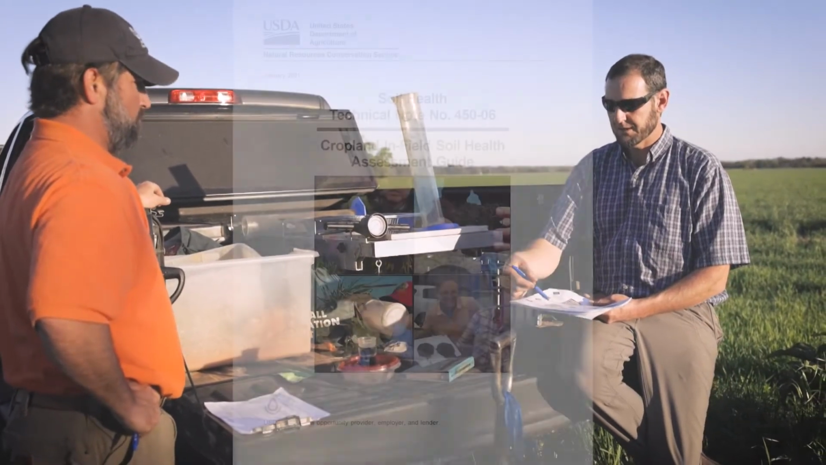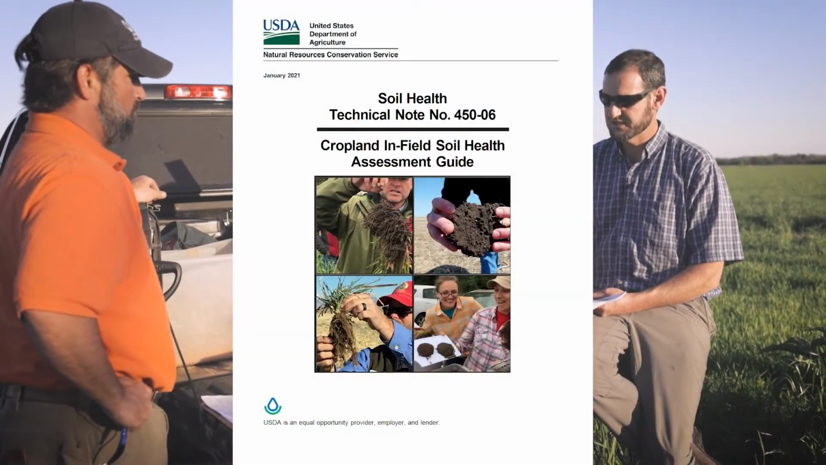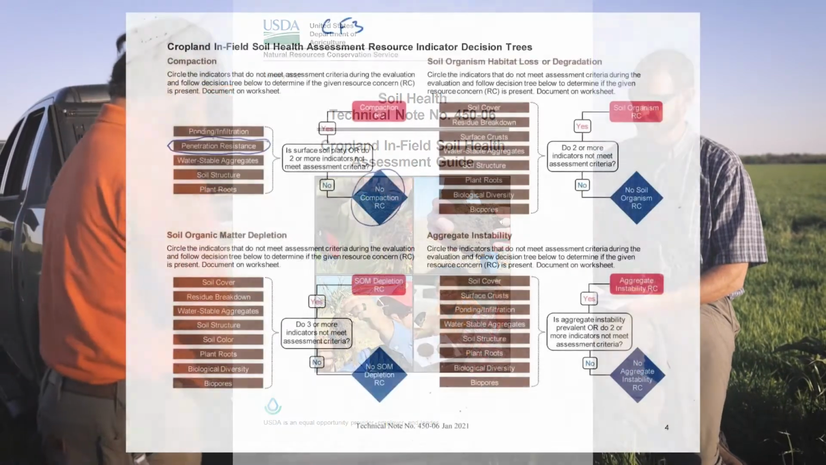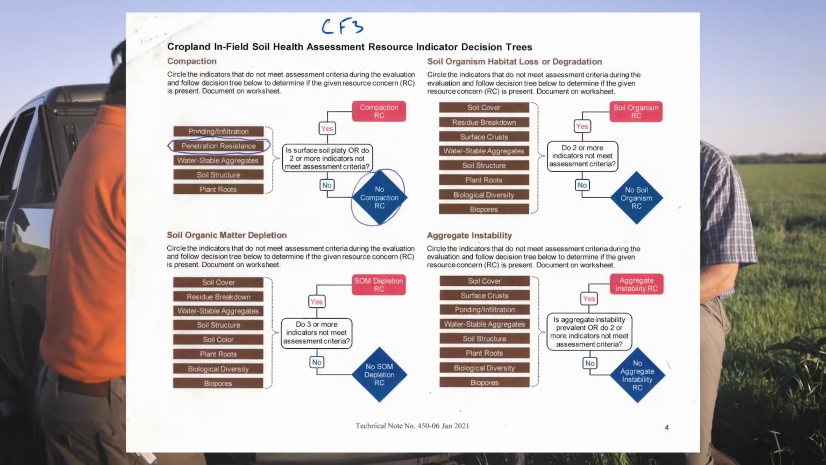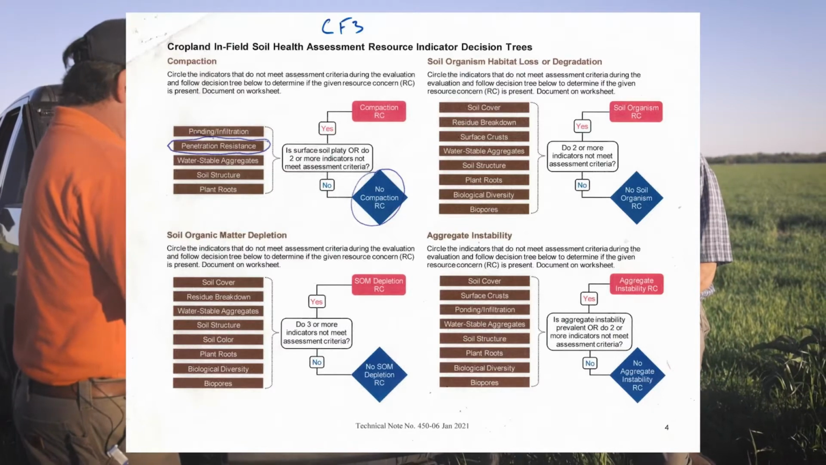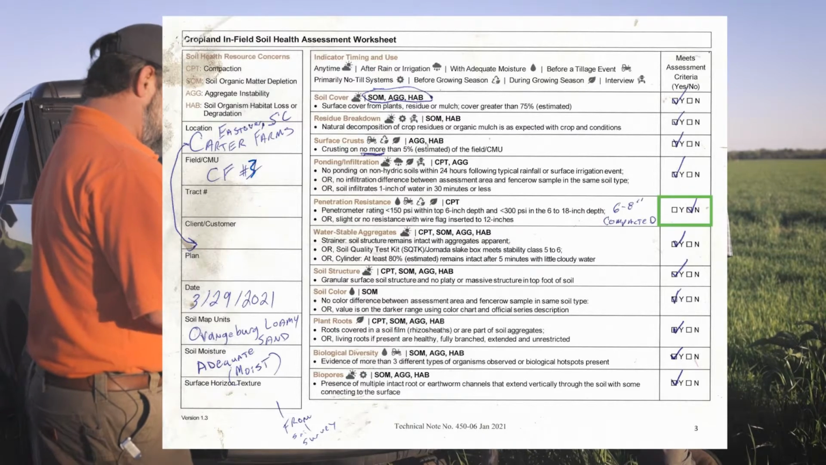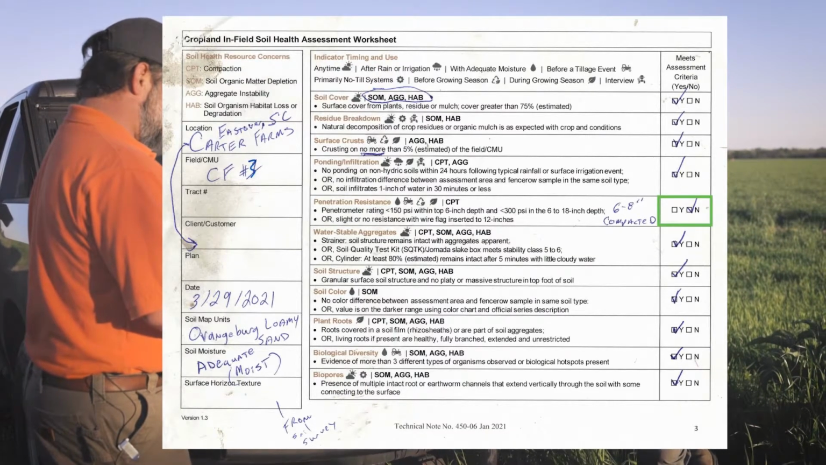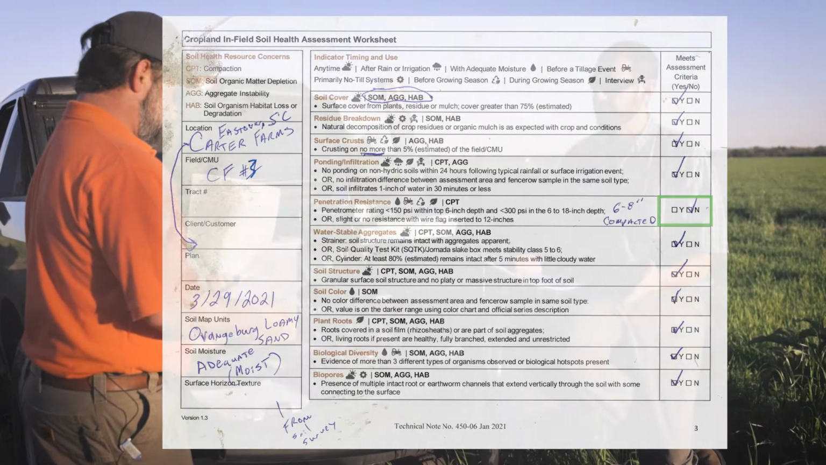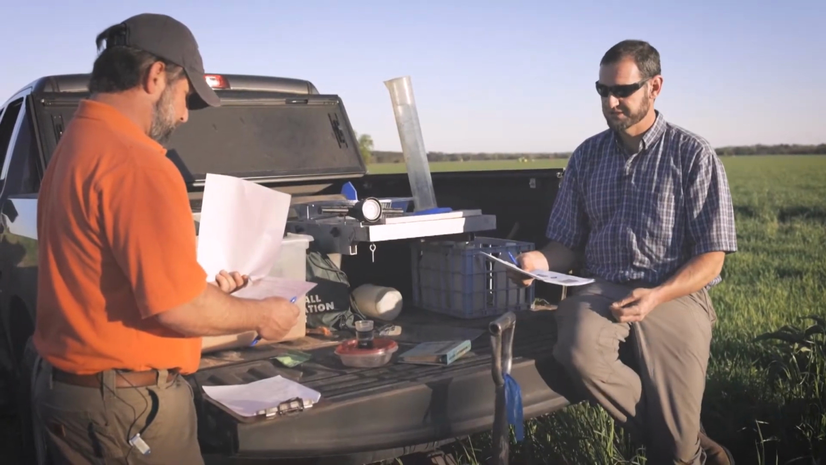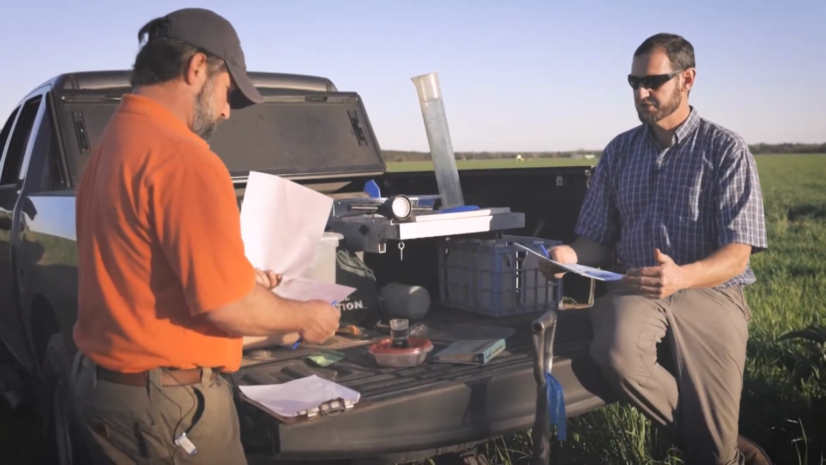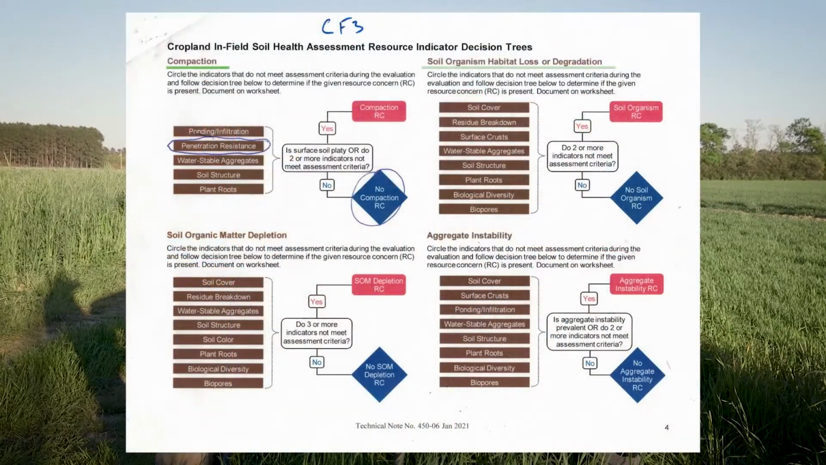So the Cropland in-field soil health assessment actually has a decision tree for those indicators that we identified. And if we're looking back on the sheet where we did the assessment, we saw that we only had one indicator that did not meet the criteria, and that was for penetration resistance. This decision tree is broken down into the 4 resource concerns: compaction, soil organism habitat loss or degradation, soil organic matter depletion, and aggregate instability.